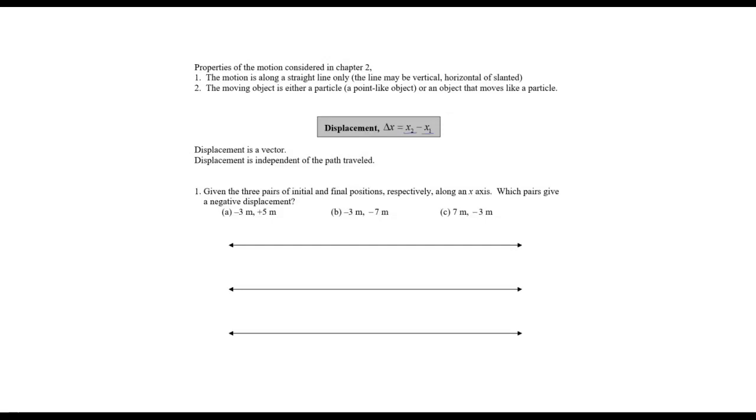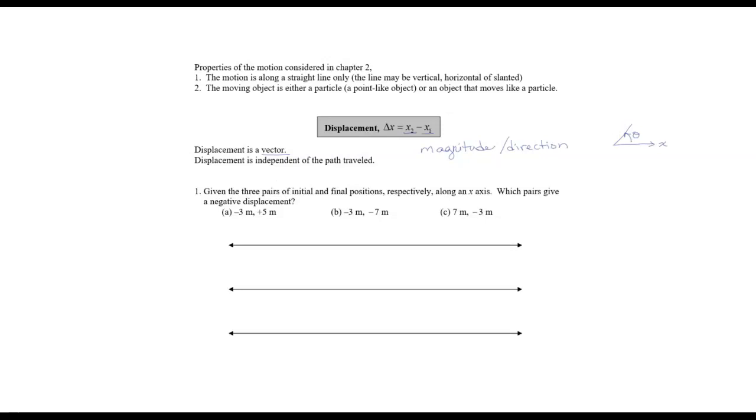So displacement is a vector. That means it has both a magnitude, or a size, and it has a direction. Now, if we are looking at an angle, that's from the standard direction, so that means from the positive x-axis, we would measure up for that angle. Or it could be something as simple as north, south, east, or west.